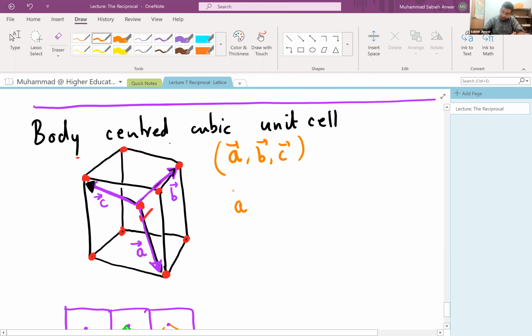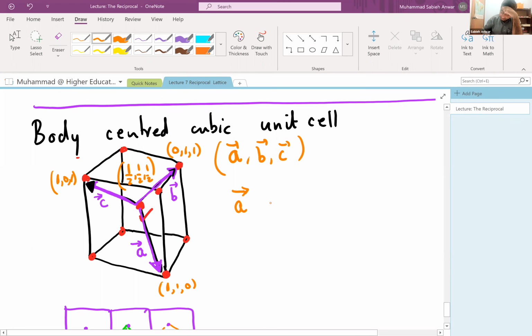Now, can we specify the vector A? I can use the fractional coordinates to do that. So my base will be at half, half, half. This point is going to be 1, 1, 0. This point here is going to be 0, 1, 1. These are fractional coordinates that I'm writing here. And this point is 1, 0, 1.